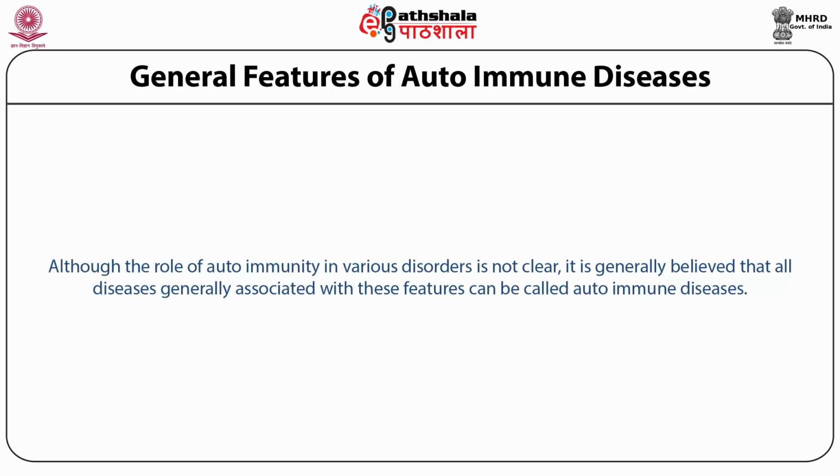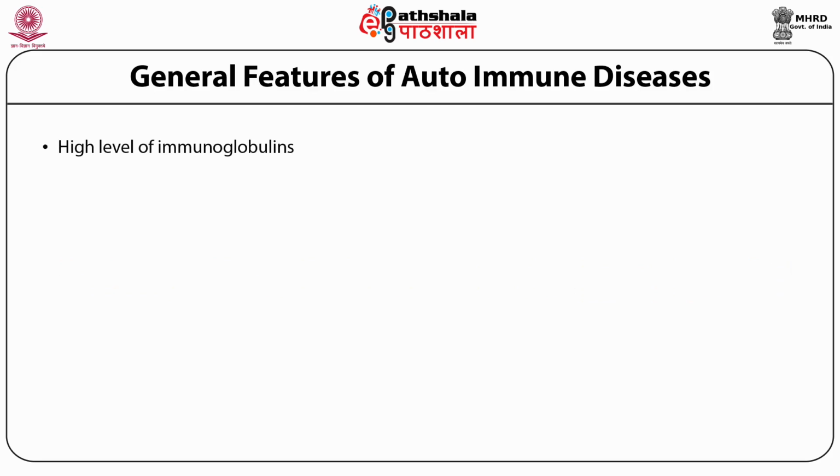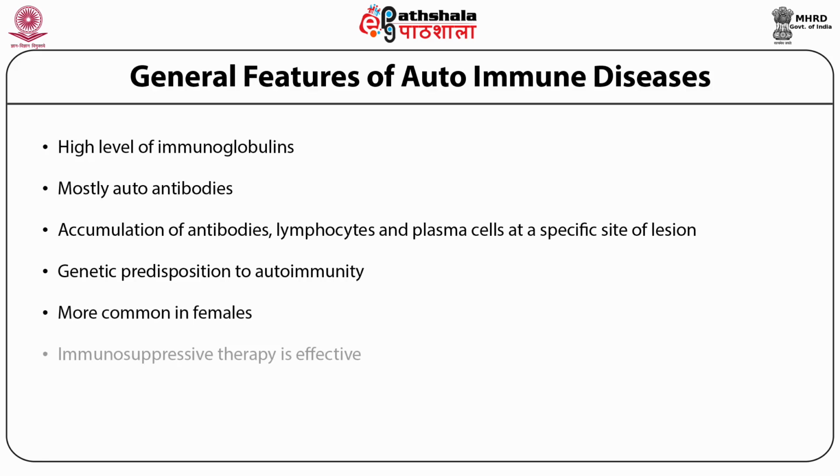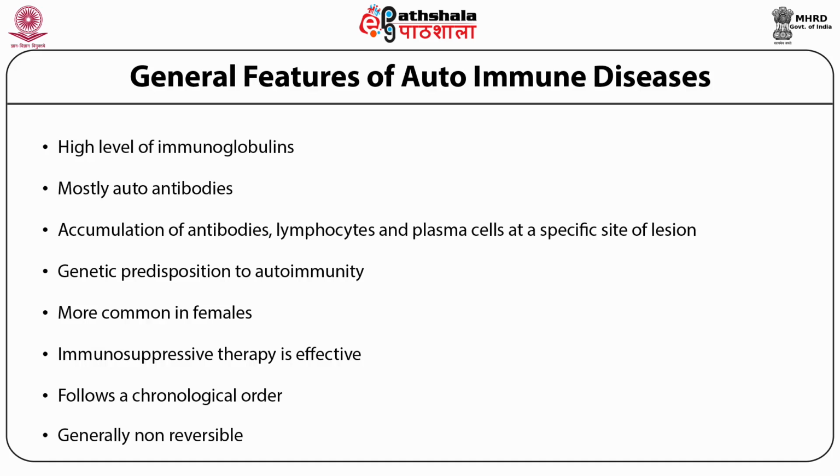Although the role of autoimmunity in various disorders is not clear, it is generally believed that all diseases generally associated with these features can be called autoimmune diseases. These features are high level of immunoglobulins, mostly autoantibodies, accumulation of antibodies, lymphocytes and plasma cells at a specific site of lesion, genetic predisposition to autoimmunity, more common in females. Immunosuppressive therapy is effective. It follows a chronological order and they are generally non-reversible.